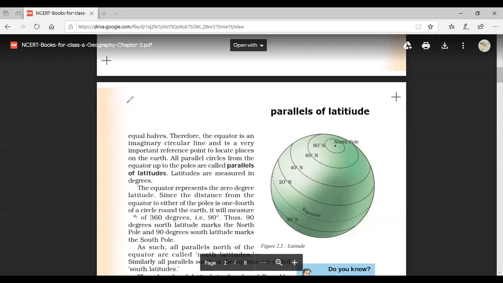Latitudes are the horizontal lines which cover the Earth's surface, while longitudes are the vertical lines which cover the Earth's surface. The Earth is covered by 360 degrees, that's why we say 360 degree.